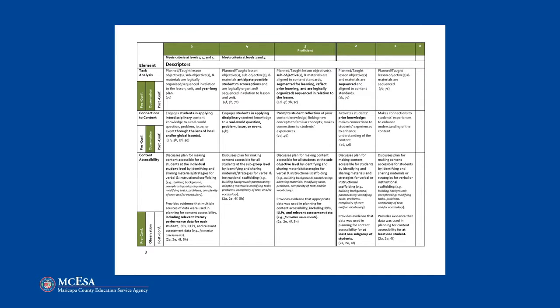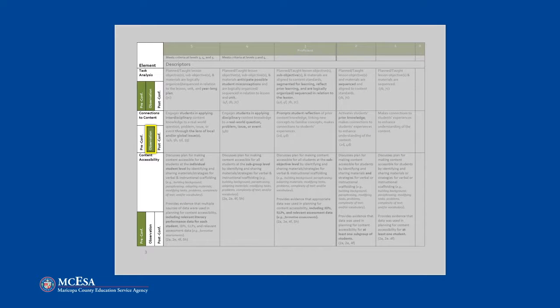And in this example, connections to content is scored during the classroom observation setting. Task analysis is the only element that is scored in two settings, the pre-conference and the classroom observation. Take a moment now and scan your LOI. See if you can determine the number of elements scored in each of the three settings.